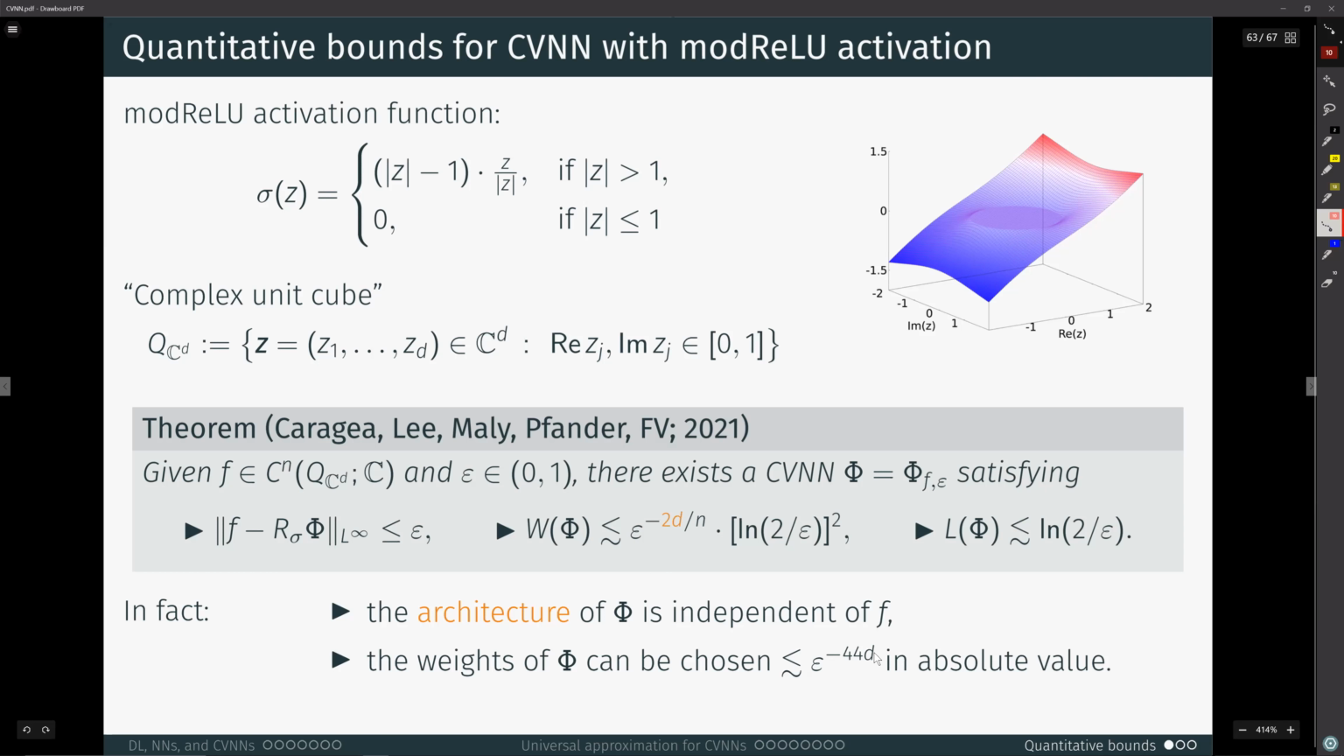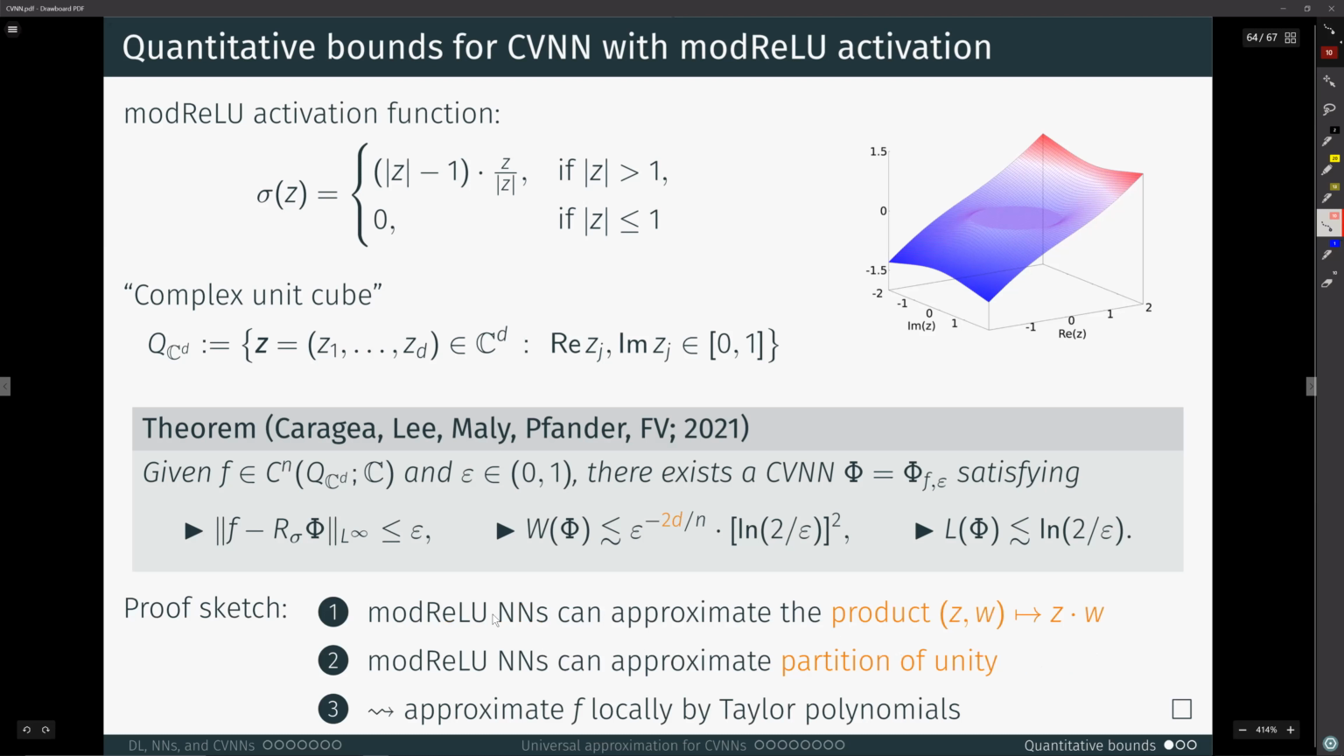And how does the proof work? You first show that such networks can approximate the product quite well. Then you show that they can also approximate a partition of unity. And this then allows you to implement locally the Taylor polynomials of f, which you can then use to approximate f. So this is roughly the idea with a lot of technical details hidden.